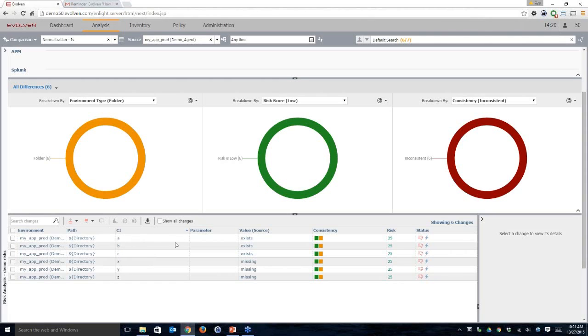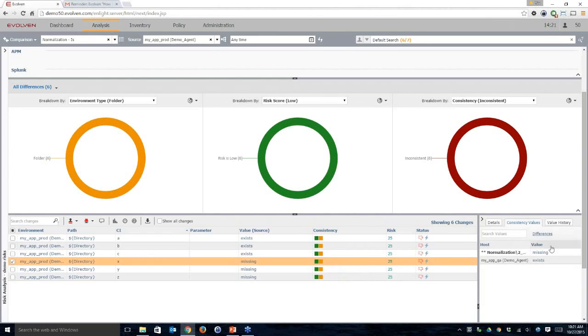We've got A, B, and C, right? They exist on the source, being the prod environment in this case. So the prod is the one that has A, B, and C. And then X, Y, and Z are considered missing, which means that they don't exist on the source. They do exist on the target.